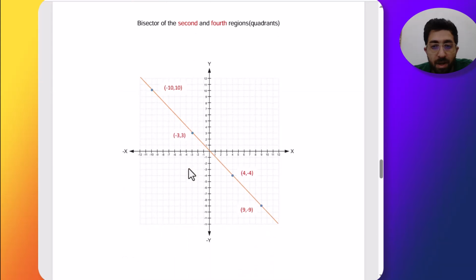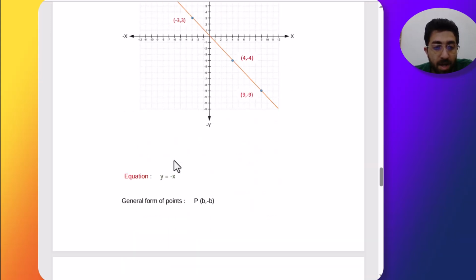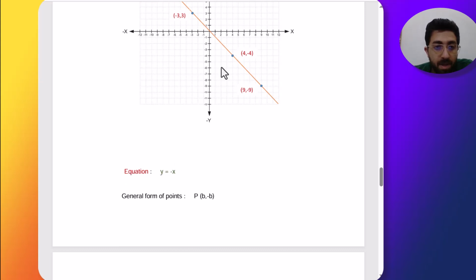And here we have the bisector of the second and fourth regions. As we can see, any point whose length and width are symmetrical to each other lies on this line. So, for example, points (-10, 10), (-3, 3), (4, -4), (9, -9). And the equation of this line is y = -x.